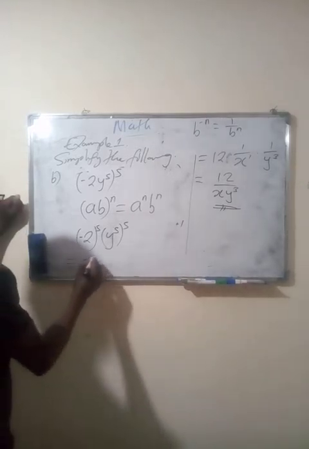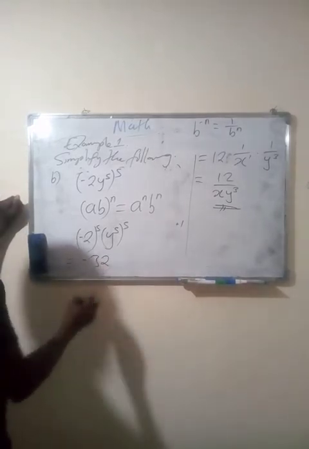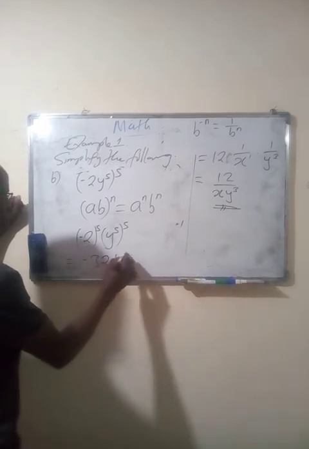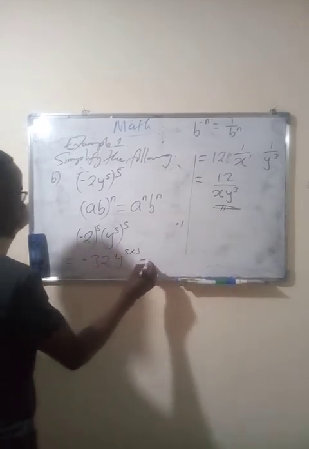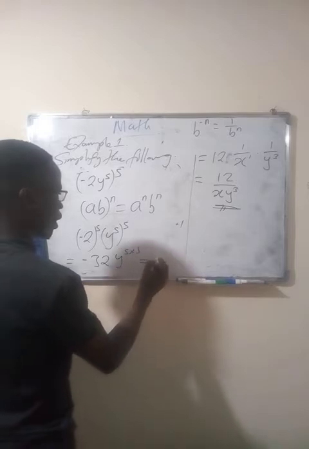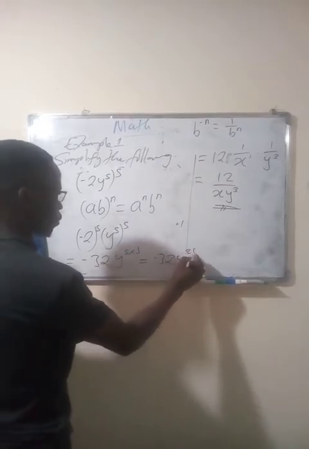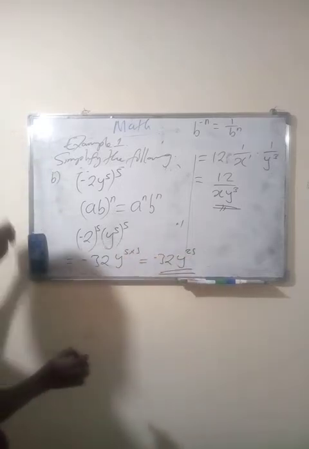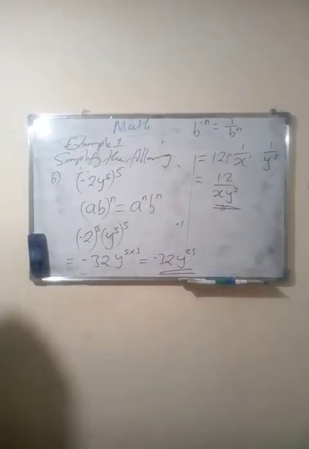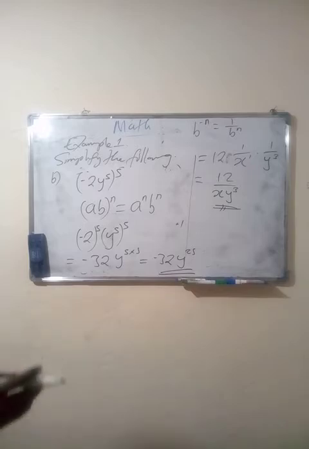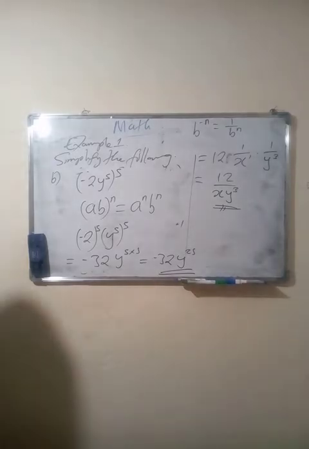So this is going to be equal to negative 32, and 5 by 5 is 25, so y to the power 25. So that is going to be our answer in this case. Okay, so I hope you are following. Let me give a last example so that we can look at rationalizing the denominator.